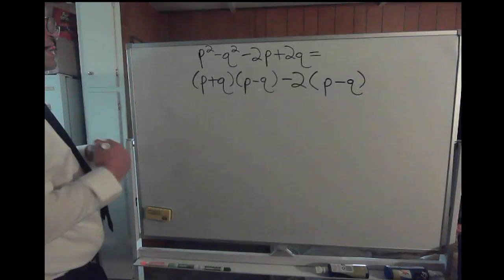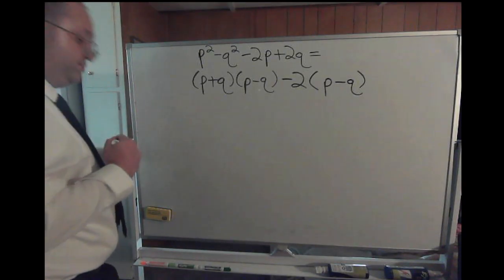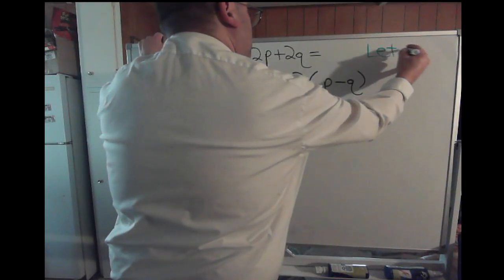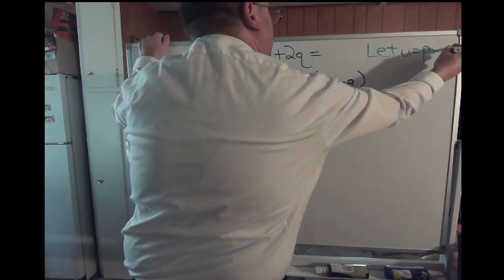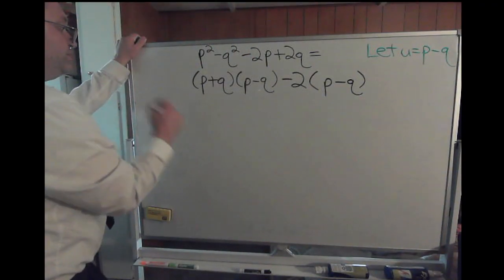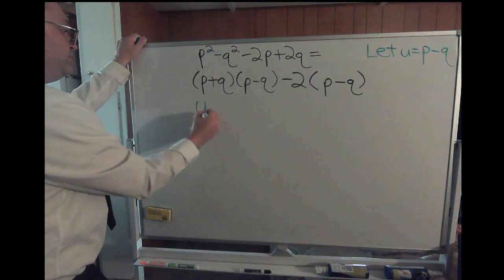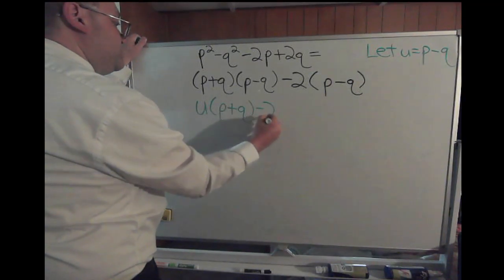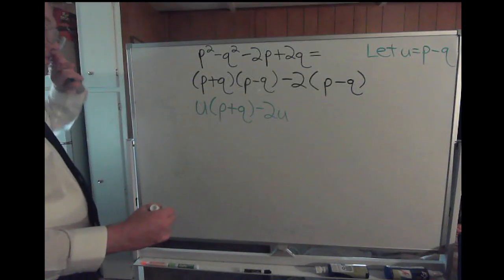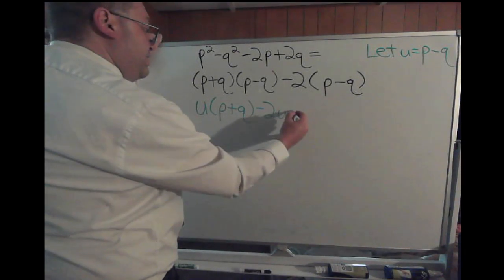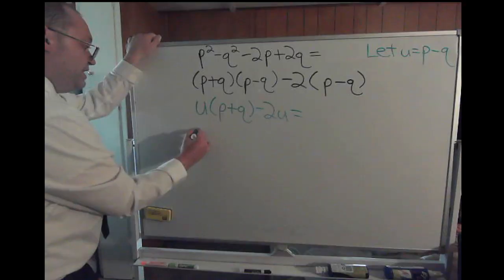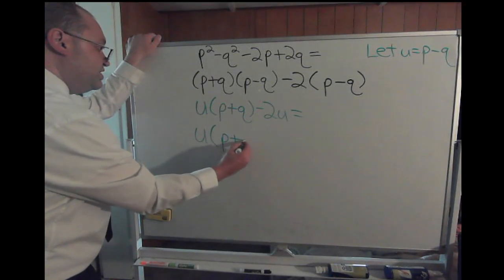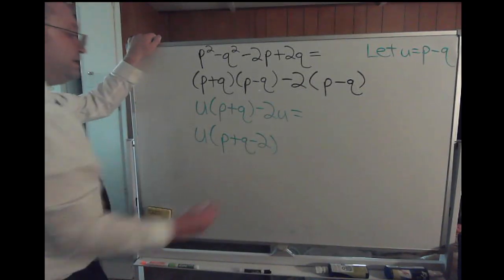So I would, if I were you, let u equal p minus q. Let u equal p minus q. So you would end up getting u times the quantity of p plus q minus 2u. Well, if you factor out your common u, you'll get u times the quantity of p plus q minus 2, right?